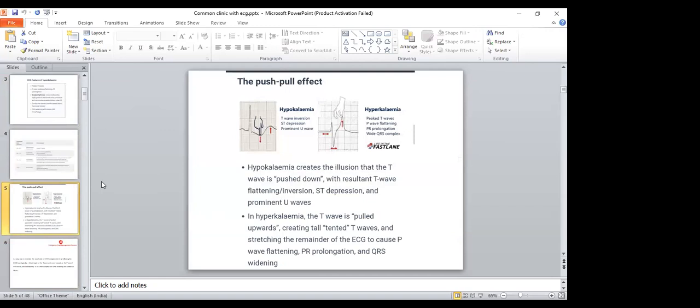So now we have hyperkalemia. Hyperkalemia will pull the T waves. Hypokalemia will push the T waves. When we talk about hypokalemia, level less than 2.5 will have these manifestations. Level more than 6 will have flat P wave, peaked T wave.